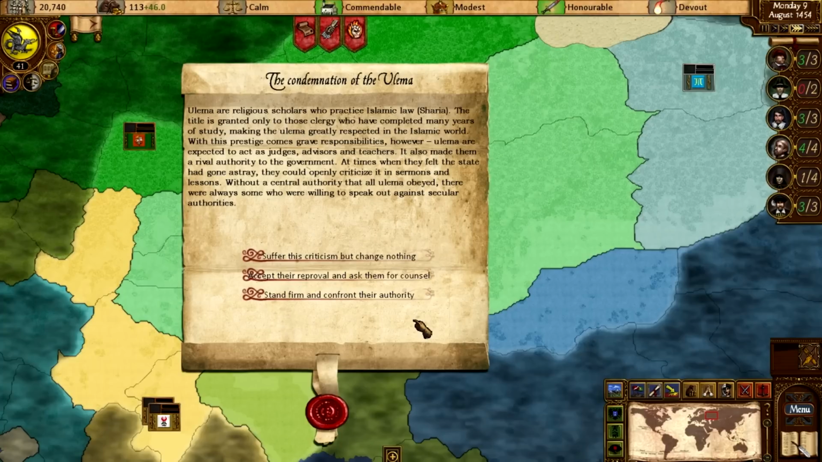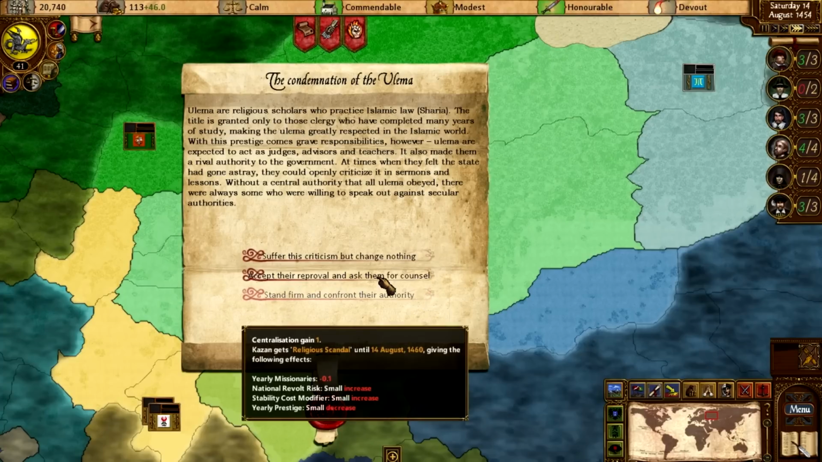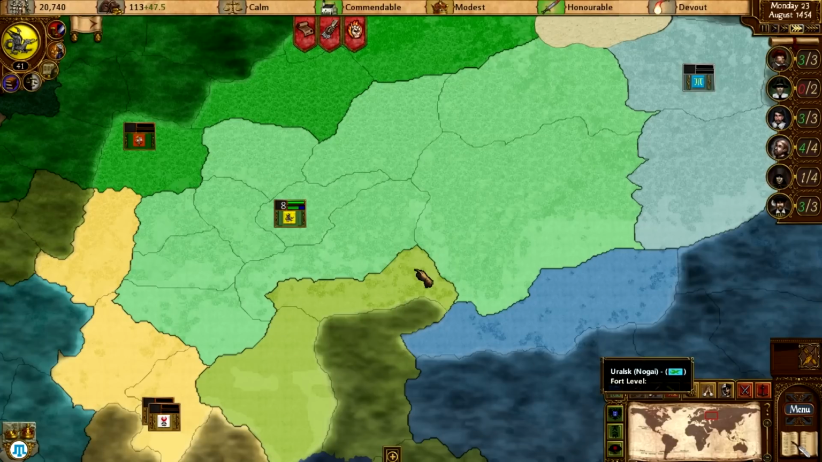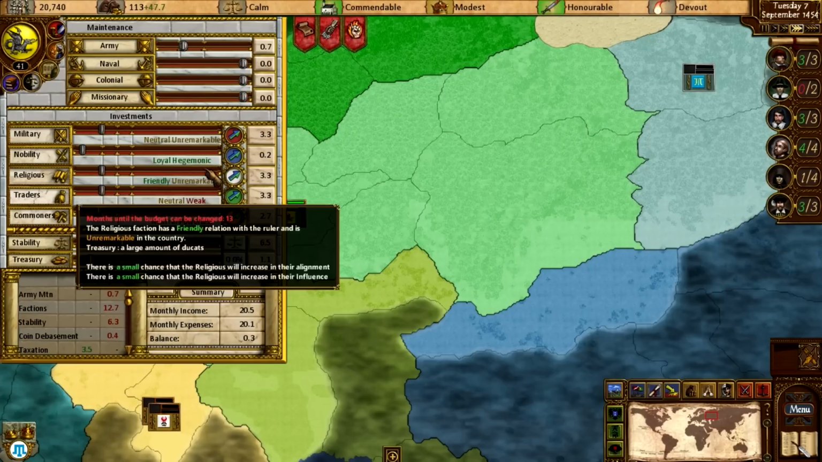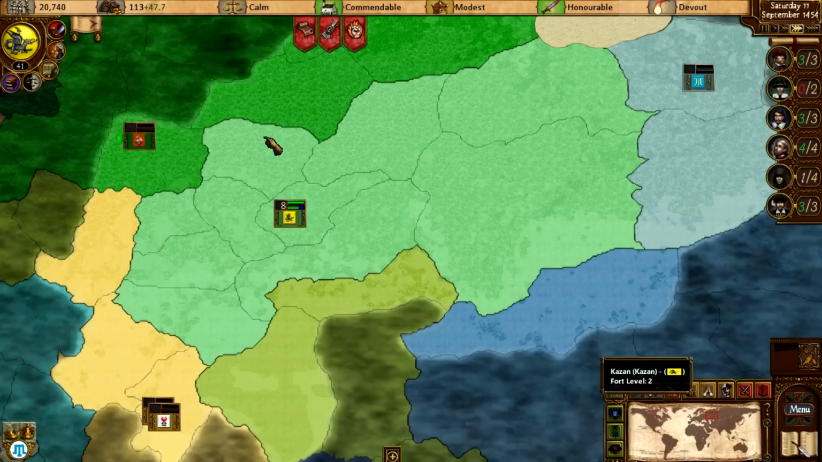Now I have the ulema that is saying something to me, and I will stand firm and confront his authority, whatever. What I need to do now is decrease the influence of the nobility faction. This is fundamental to enact a basic law, and I'm basically waiting for the nobility faction to lose influence.